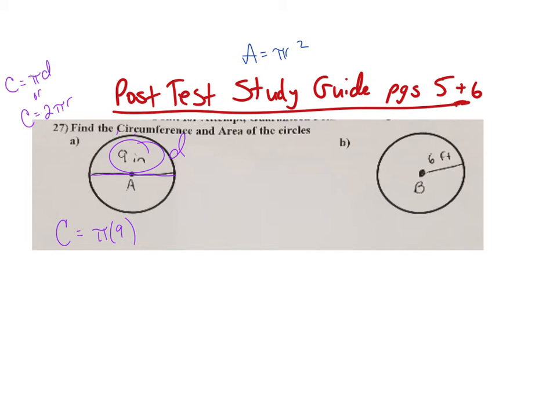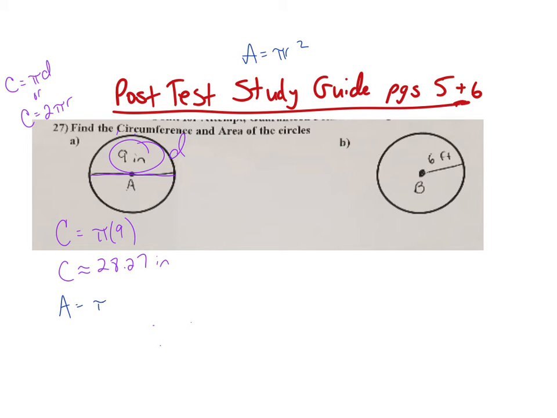All right. So I'm just going to do 9 times pi in my calculator. It's going to be about, and I use the about symbol because I'm going to estimate, because remember pi is irrational, so it's 28.27. And it's inches.